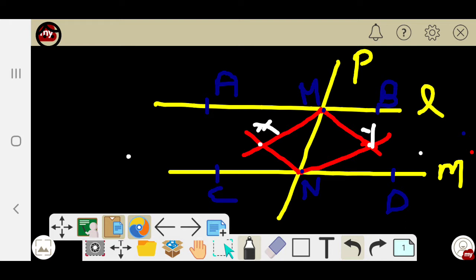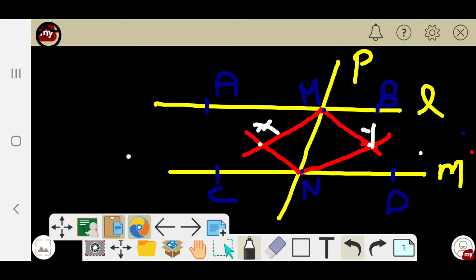You know that it is a quadrilateral. Now if each angle is 90 degrees, the quadrilateral will be a rectangle. That is why you have to prove that each angle in the quadrilateral MYNX is 90 degrees. Then it will be a parallelogram. Sorry, it will be a rectangle.